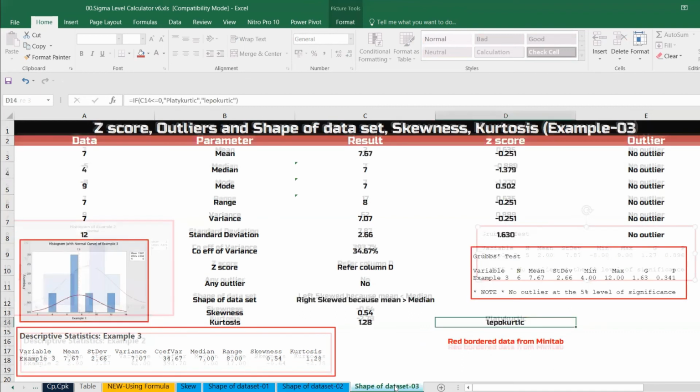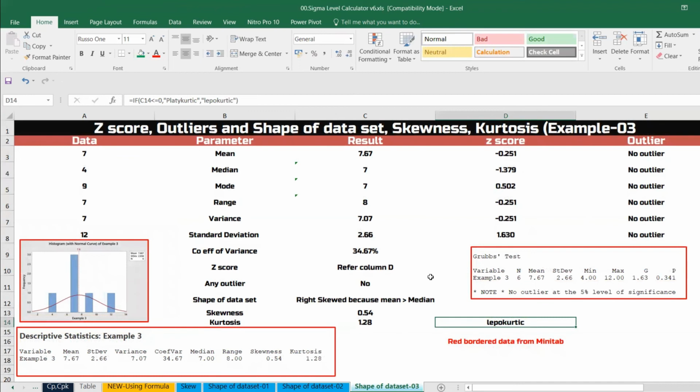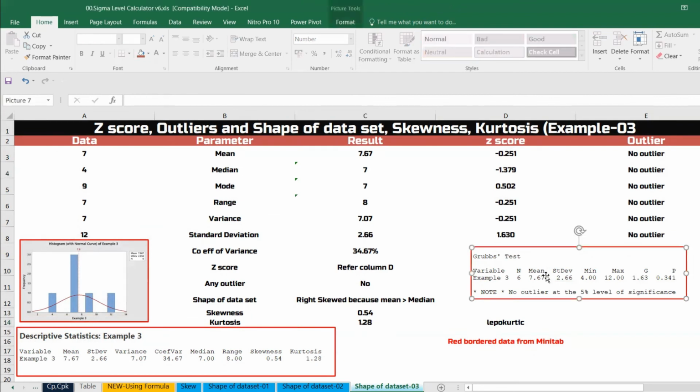And the last example which we're going to see is example number 3. Again it has data, and based on the formula all these values get calculated automatically. In this case it is right skewed, because the mean value is greater than the median. And for skewness, the other way to find it, you got a positive value, that means positive skew. The kurtosis value we got is greater than or equal to 0, so it is called leptokurtic. The same outlier test was done, and there is no outlier found.